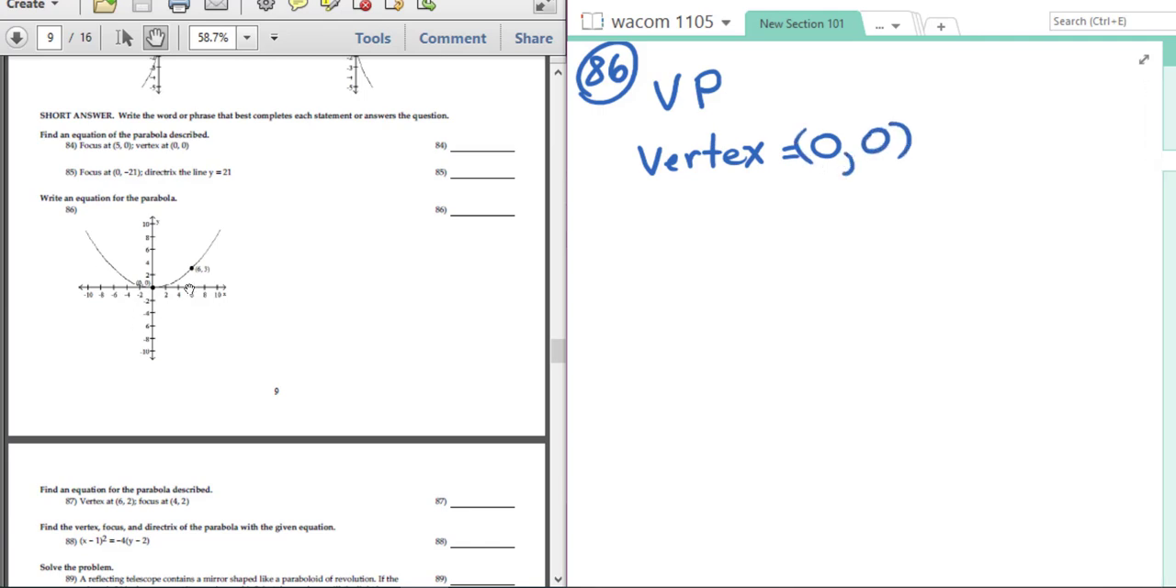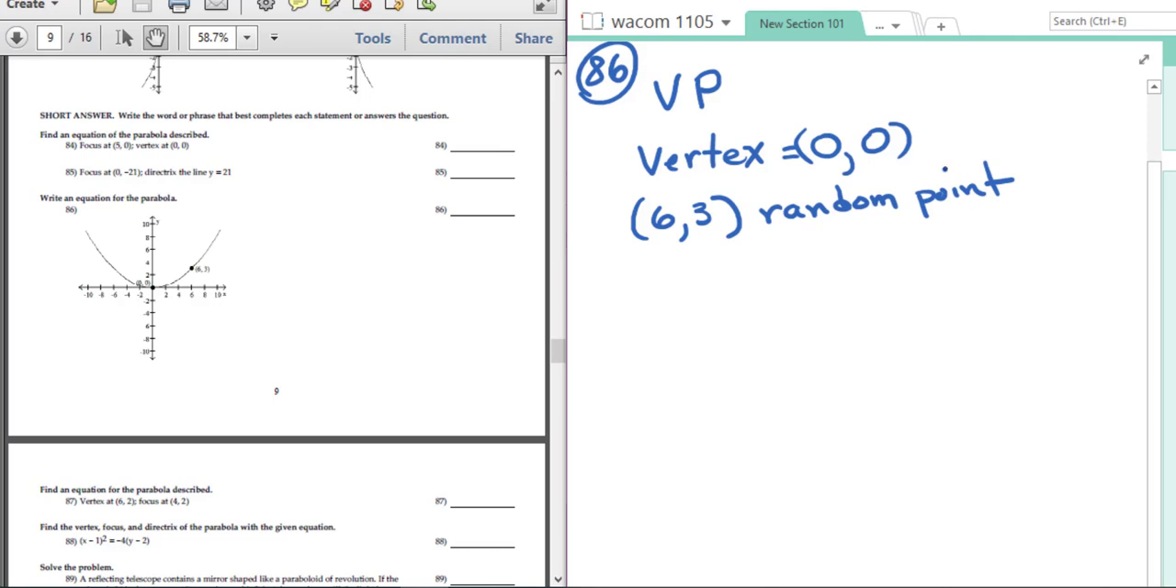And we have some random point on it, which is (6, 3). All right, so first we will write down our formula for a vertical parabola. So we're going to have x squared, and it is at (0, 0), so that's good. x squared equals 4ay. So we just have to figure out the a. This one does open up, so it's going to be positive.